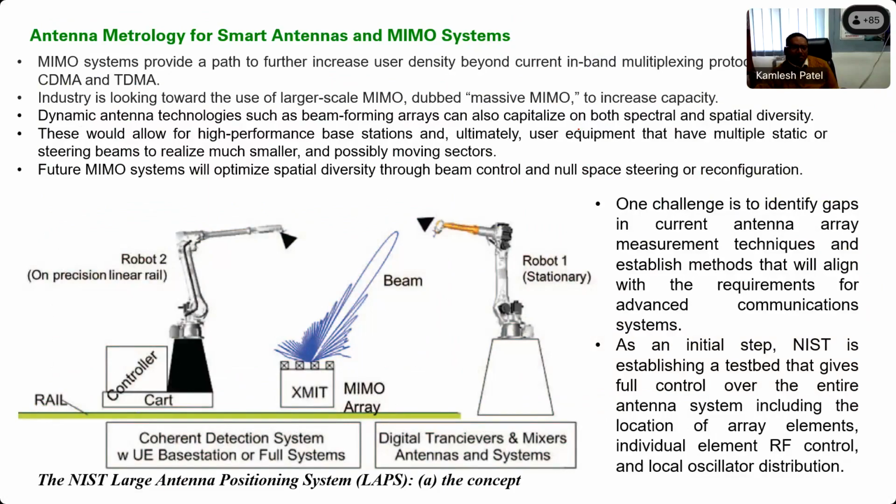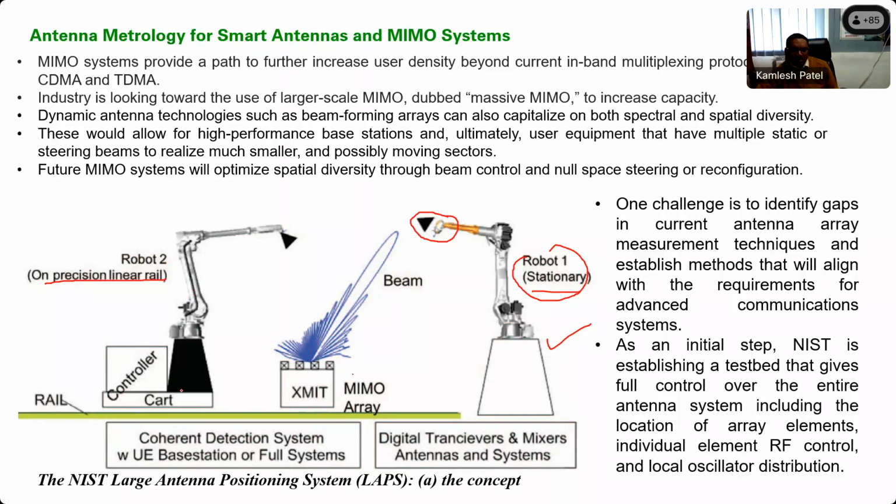And finally, NIST also proposes antenna metrology for smart antennas and the MIMO system, since we want to characterize the MIMO antenna simultaneously, which can be deployed for the 5G mobile tower. For this, they have made a very big, large antenna positioning system containing two robots. Robot one is stationary, so it has a fixed position and gives one beam, and the second antenna is placed on a linear rail.